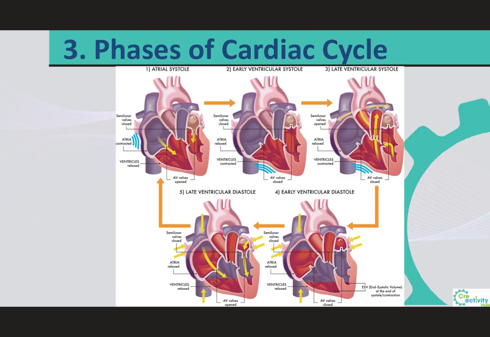We can say that the period between the start of one heartbeat and the beginning of the next is what we call a single cardiac cycle. Now, the cardiac cycle, therefore, will include an alternate period of contraction and relaxation. For any one chamber in the heart, the cardiac cycle can be divided into two phases.